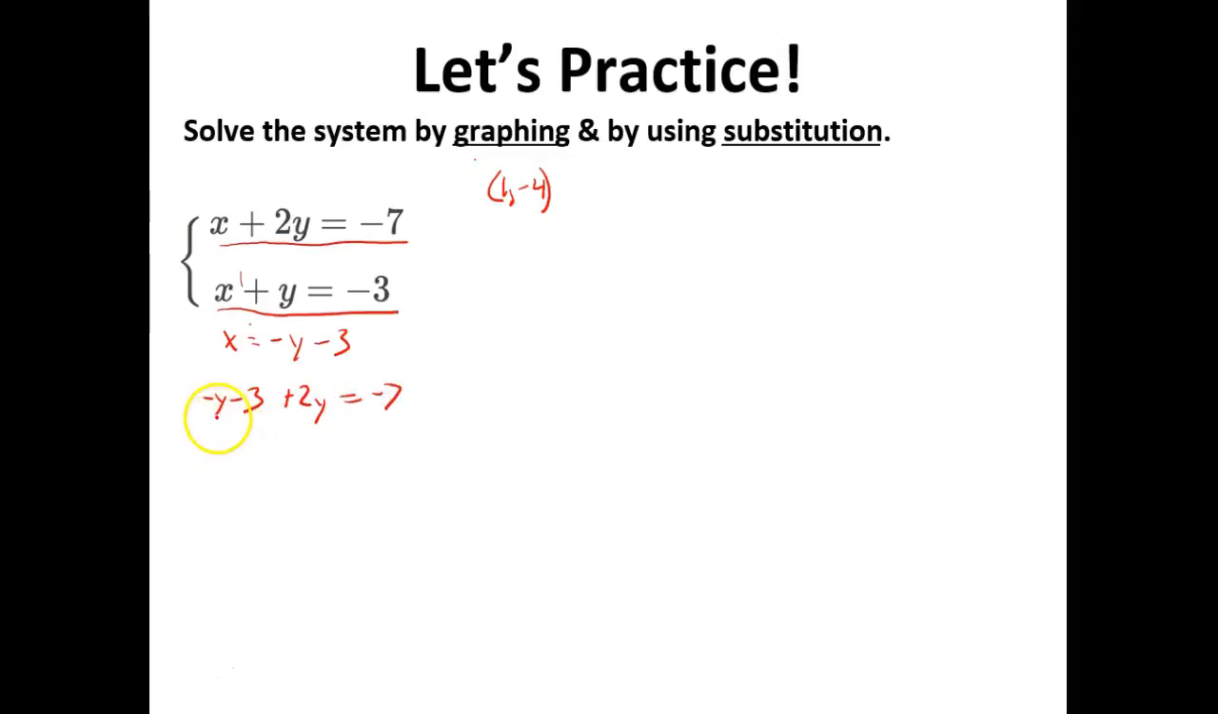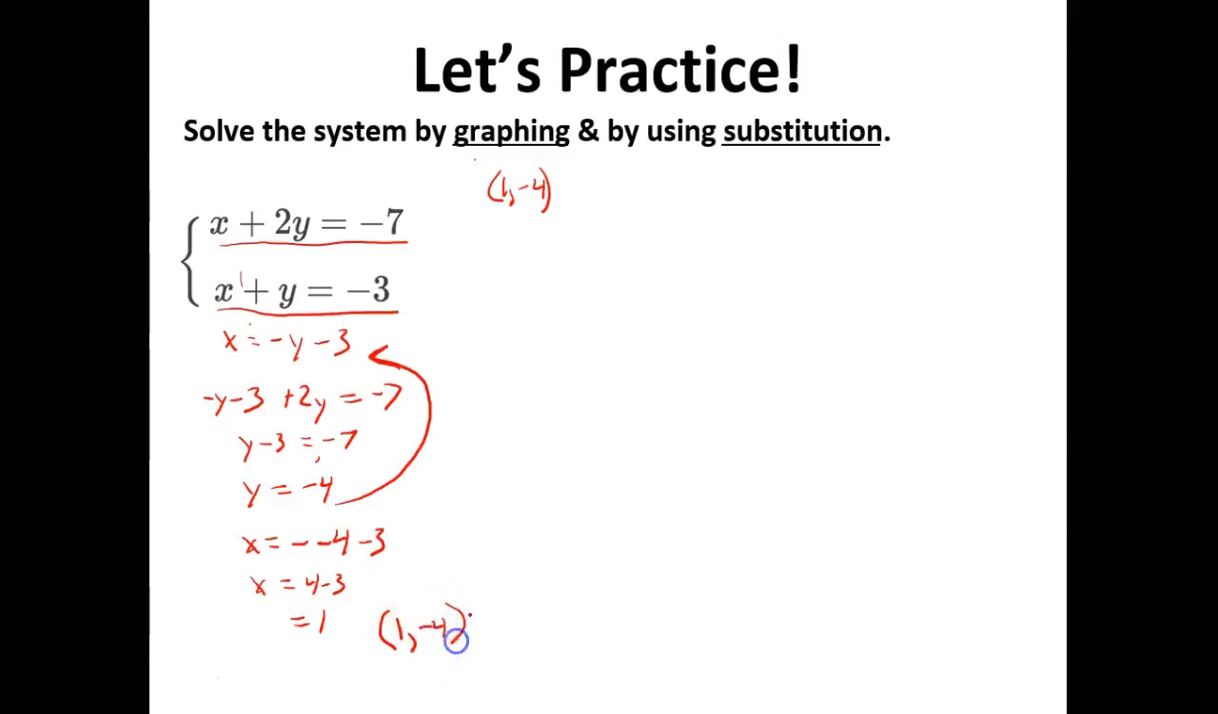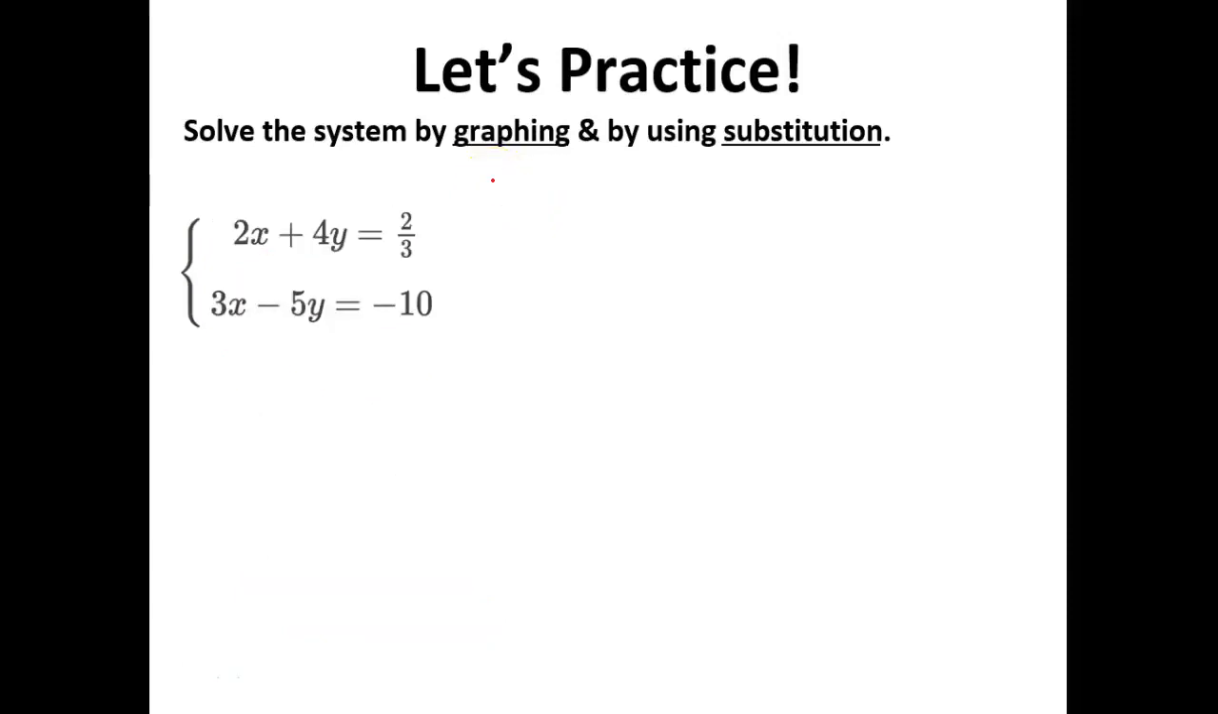The benefit of this is that now there is only one variable. I can combine them. y minus 3 is equal to -7, so y is going to equal -4. Once I find the y value, I've got to go back to find the x value. x is equal to -4 minus 3. x is equal to 4 minus 3, or 1. So our solution, our x value came out to be 1, our y value came out to be -4, which does match the solution we found graphically.